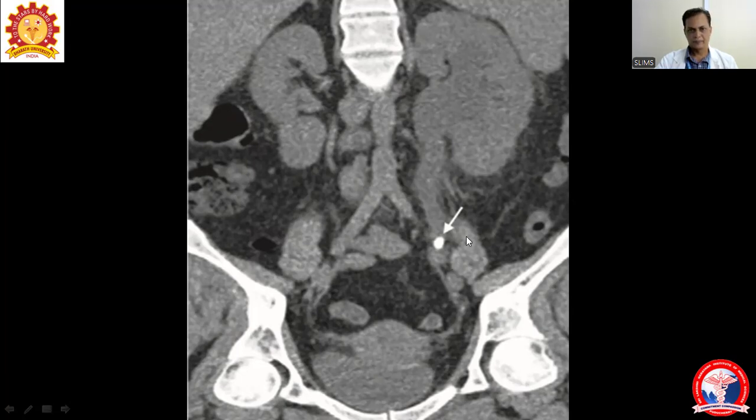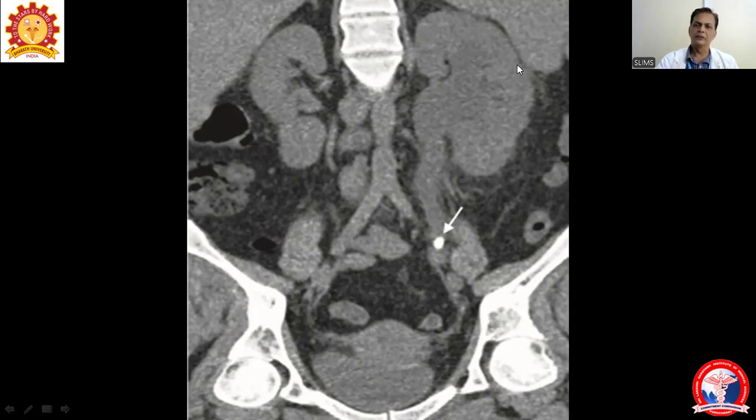So here, what we are seeing, the spherical area, that's a ureteric calculus, which is causing obstruction. Because of obstruction by this calculus, the urine is not able to pass down, and we are getting hydroureter. And the hydroureter, then the pelvis and the calyceal system are also dilated. So it's a hydroureteronephrosis.